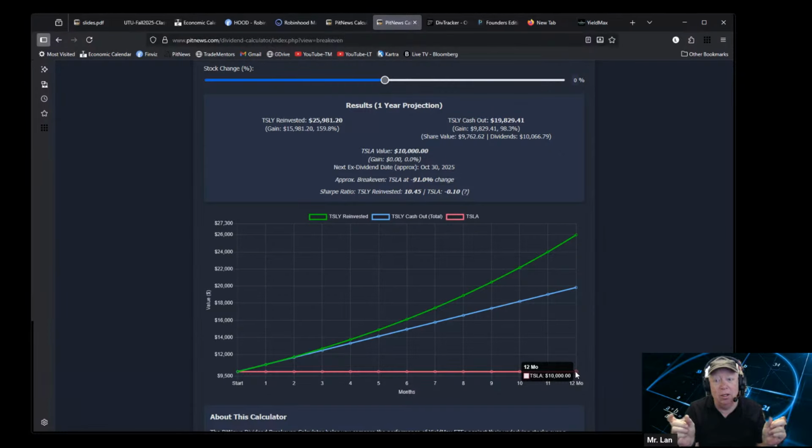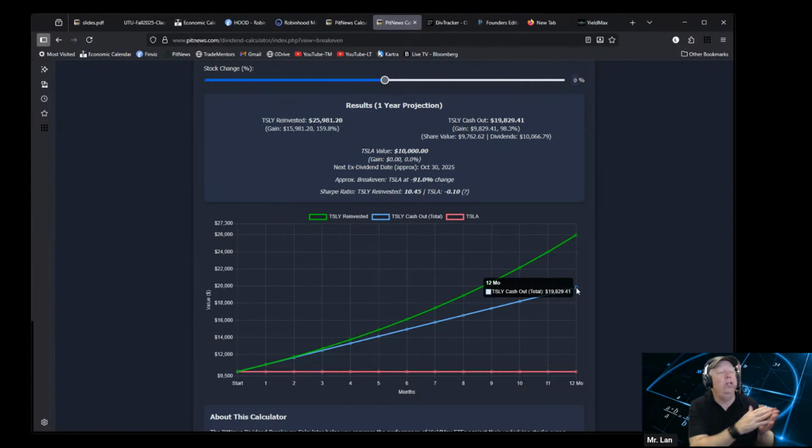Everybody's on board. But what did TSLA do during that same period of time? Well, not TSLA, TSLY. What did TSLY do in the same period of time? There it is, cash out. If you just took every single penny they gave you, it did this. $19,829. So it went from $10,000 to $19,000. You still made $9,000 in a market where underlying Tesla went to zero, or didn't go to zero.